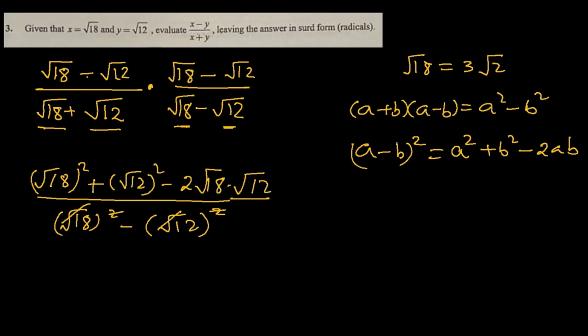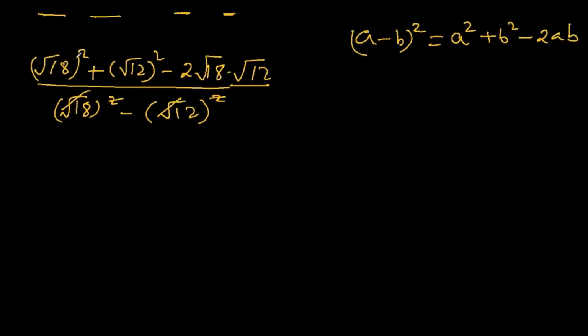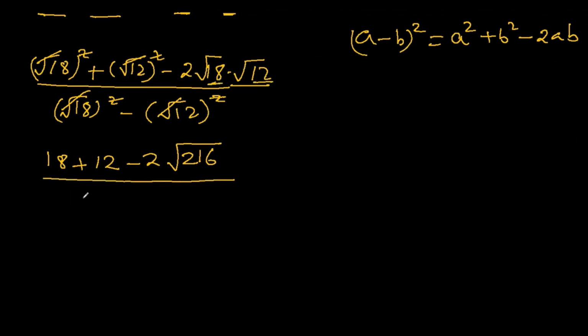Let's cancel out the square roots first. Square and square root cancel out. This one cancelled out already. So 18 plus 12 minus 2 square root 216. That's what the multiplication of 18 and 12 will be, because they are square roots, so the multiplication remains inside the square root. 18 minus 12.